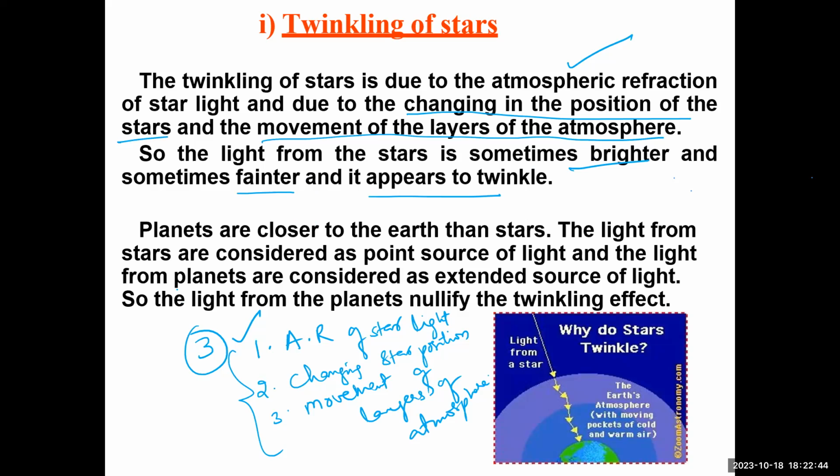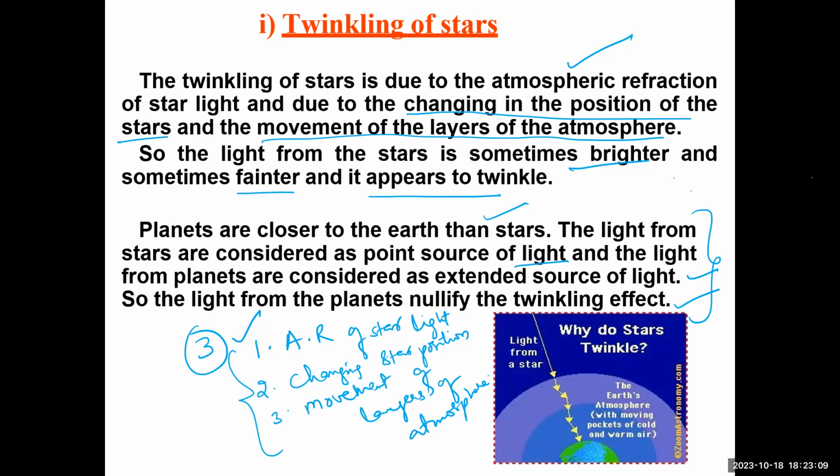So see, the planets are closer to the Earth than the stars. The light from a star is considered a point source of light, and the light from the planets is considered an extended source of light. And so the light from the planets nullifies the twinkling effect. This is how the twinkling effect is nullified.